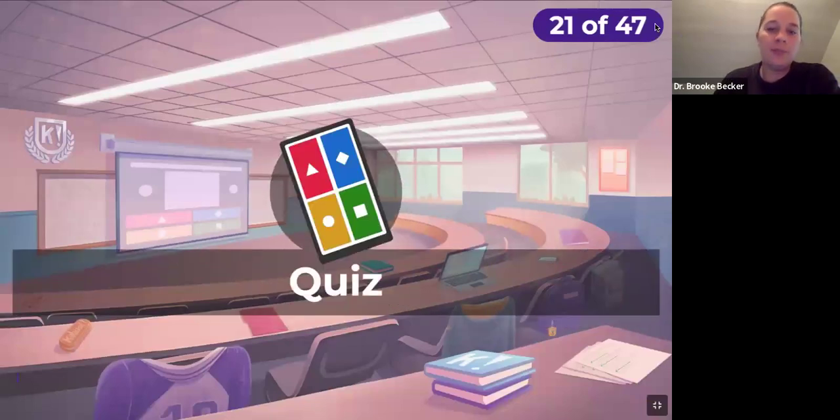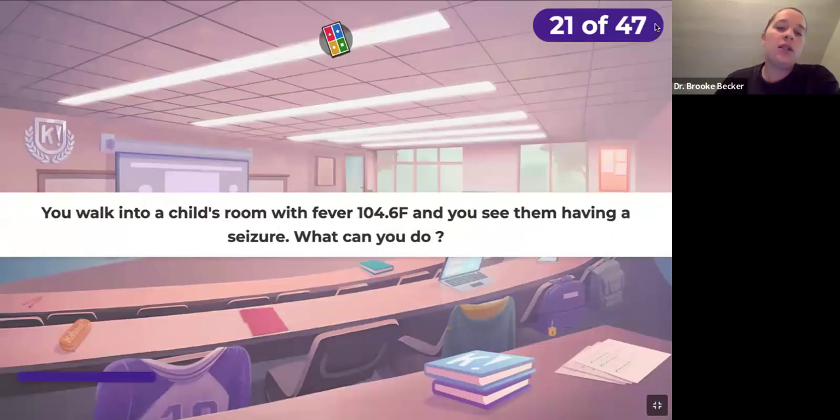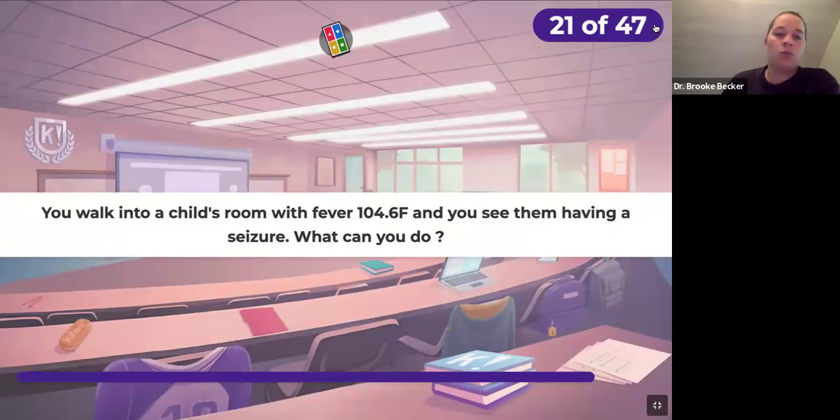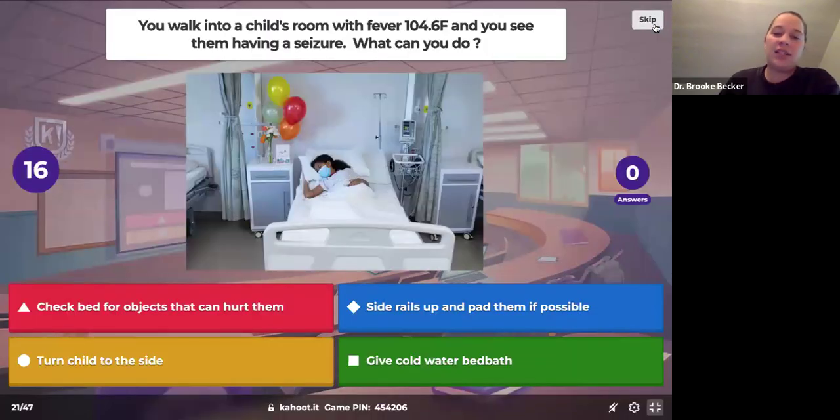Multiple select. You walk into a child's room with a fever of 104.6 and you see them having a seizure. What can you do? Check the bed for objects that can hurt them. Side rails up and pad them if possible. Turn the child to their side. Give a cold water bed bath.